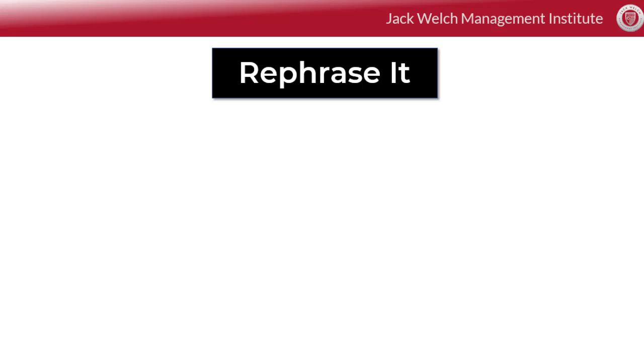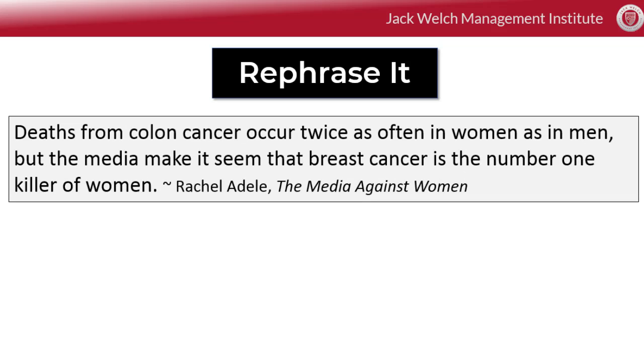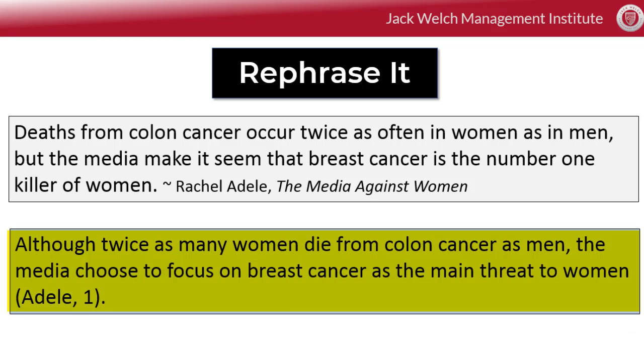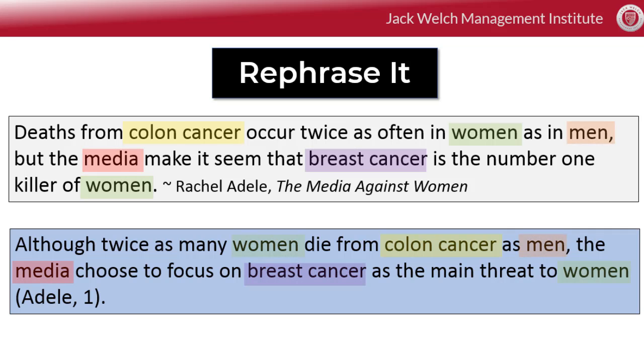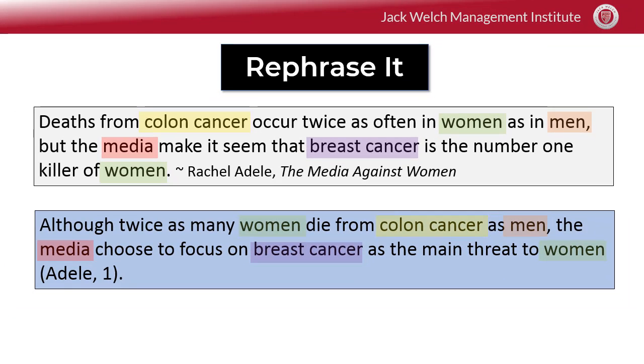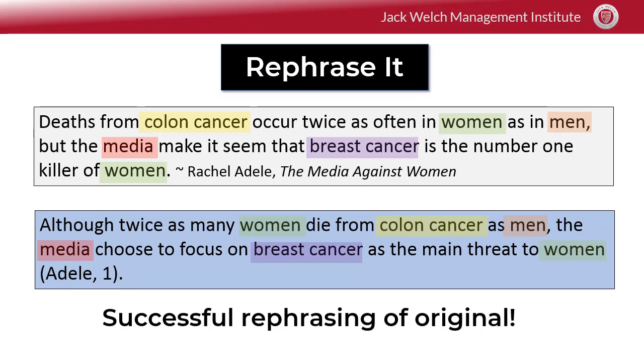Now, the only other way you can use Adele's material is to rephrase it in your own sentence, like this. Although twice as many women die from colon cancer as men, the media choose to focus on breast cancer as the main threat to women. Citation. The rephrased version says the same thing as the original, but in your own language. Sure, certain keywords have to be repeated. Colon cancer, women, men, media, breast cancer. That's fine. After all, there's only one way to say square root. But there's no doubt the original passage has been successfully translated into your own way of saying it.